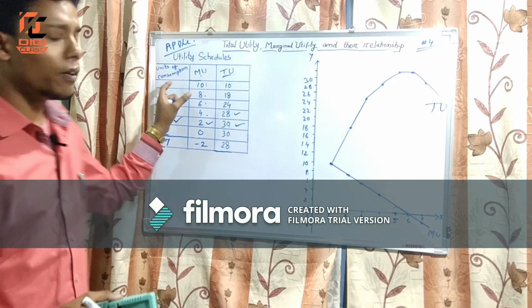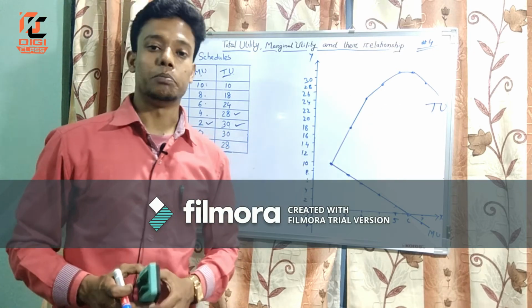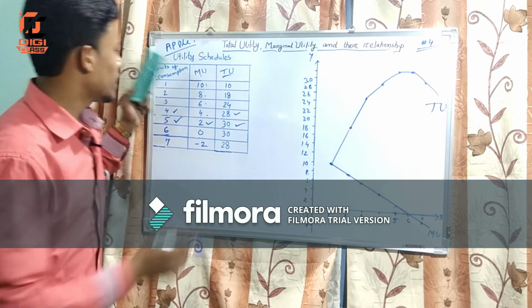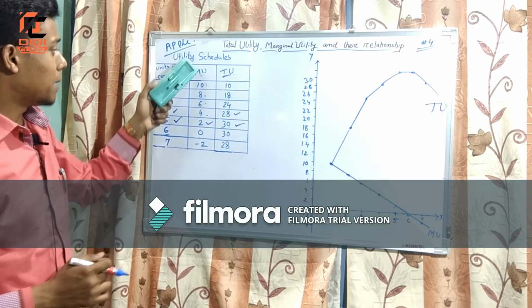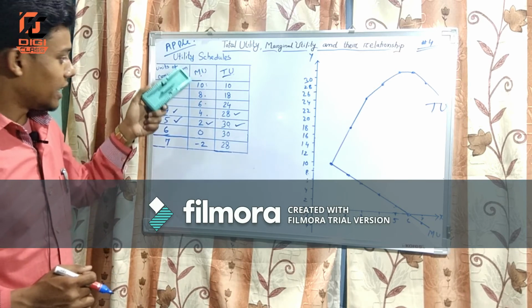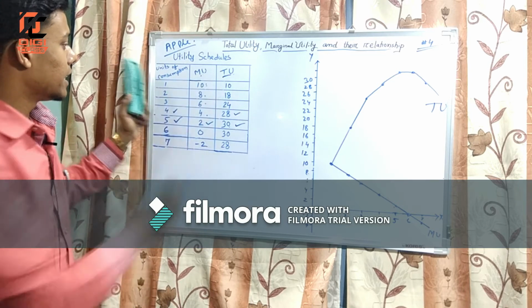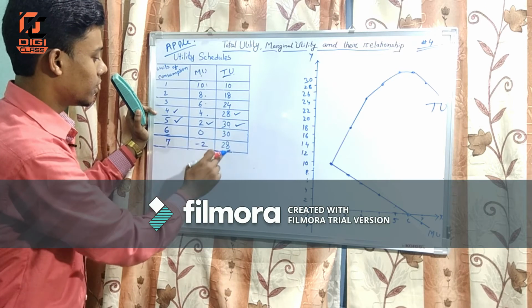So with the help of the table we can draw the diagram to understand the relationship between marginal utility and total utility. Here it is marginal utility 10, 8, 6, 4, 2, 0, minus 2. And the marginal utility is decreasing. Total utility is 10, 18, 18 plus 6 is 24, 24 plus 4 is 28, then 30, 30 and 28.